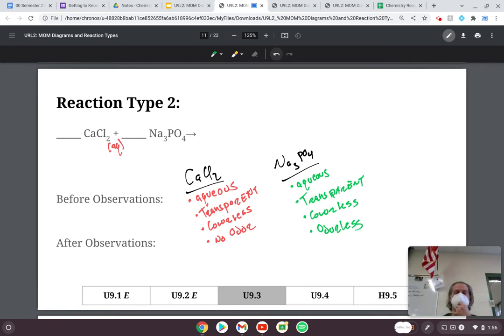Okay, so I can only do this one time. So eyes up here. Okay. So what I'm going to do is I'm going to take the sodium phosphate, I'm going to pour it into the calcium chloride, or vice versa. It actually doesn't matter. And here's what's going to happen when I do that. So ready, set, go.